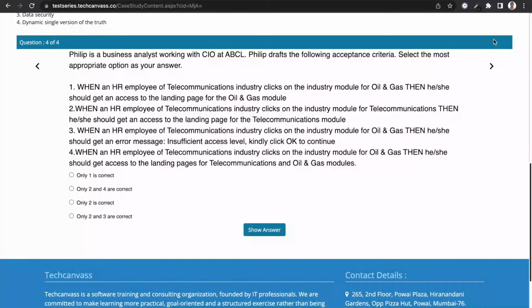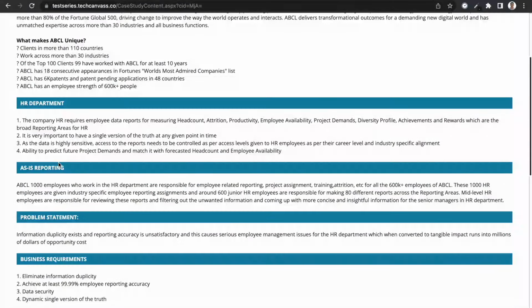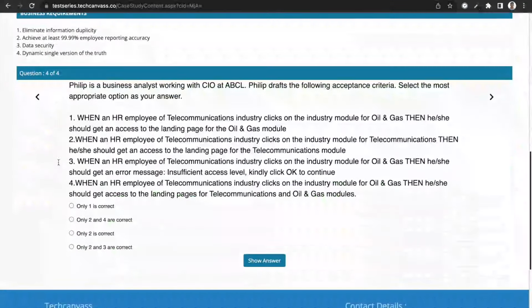Let's look at the fourth question from this case study, which asks which is the most appropriate option as your answer. Philip is a business analyst working with the CIO at ABCL. Philip drafts the following acceptance criteria. So these are the acceptance criteria, and you have to find out which is the most appropriate option as per your question. There is a lot of information already in this case study. You will need to read all of these statements and make the answer.